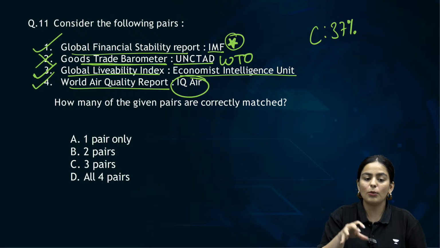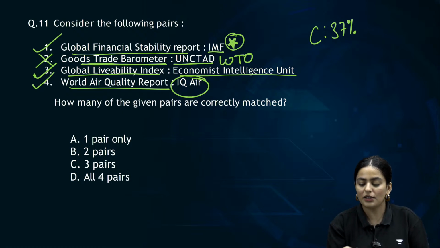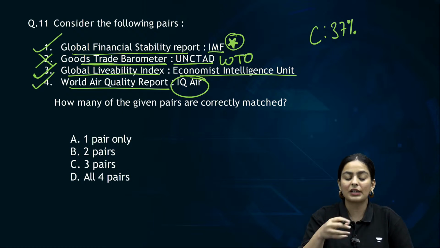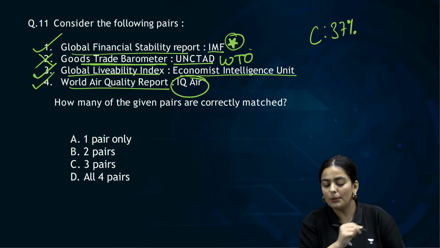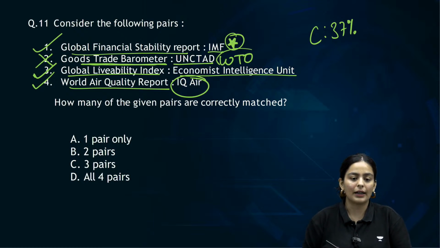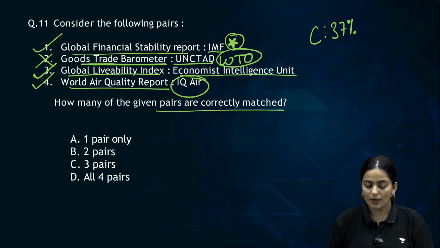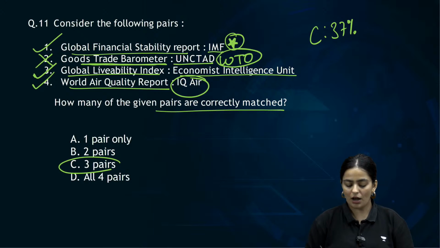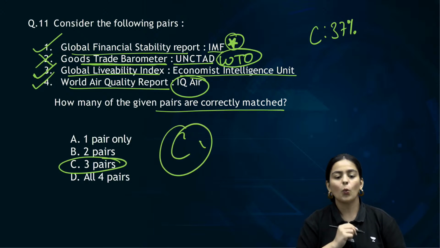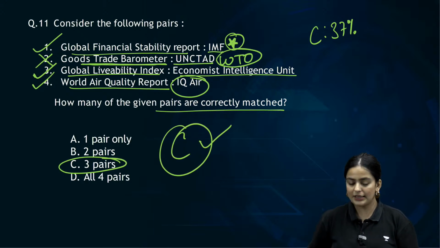So the only given statement that was incorrect was Goods Trade Barometer, that is by WTO and not UNCTAD. Clear? How many of the given pairs is or are correctly matched? 3 pairs out of the given are correctly matched. Well done. Let's discuss this.